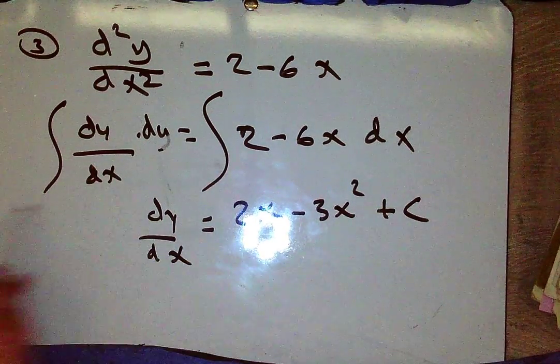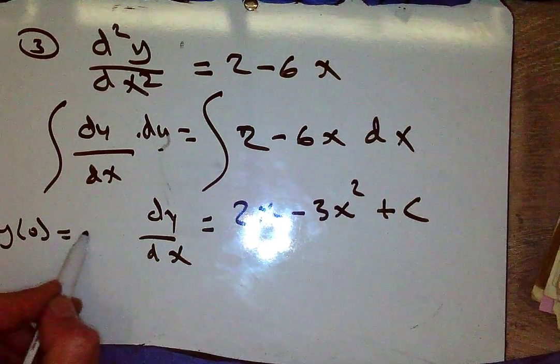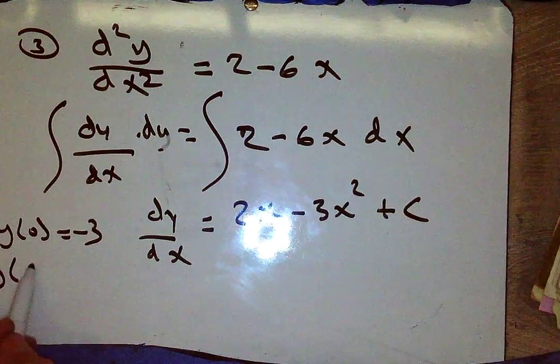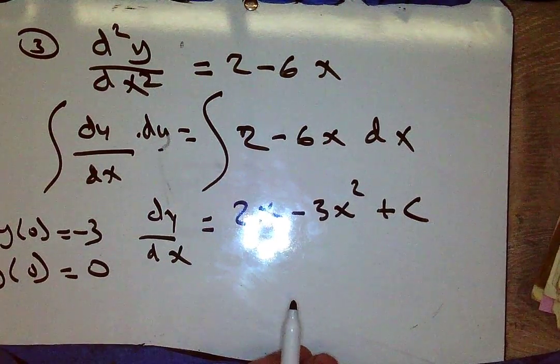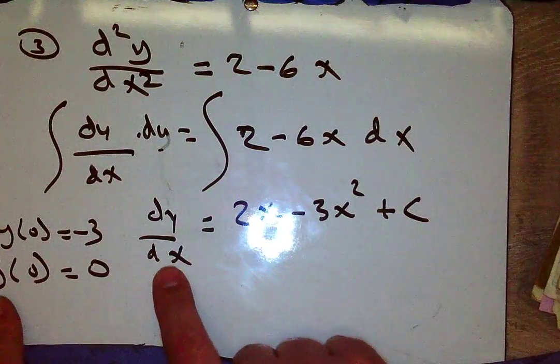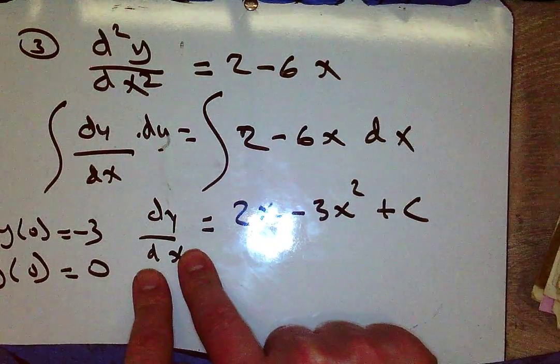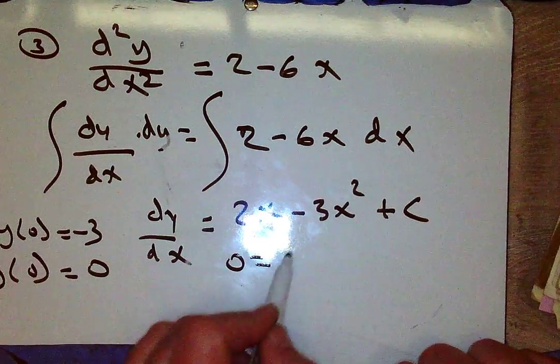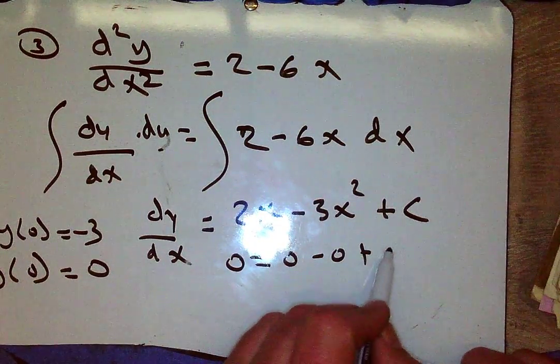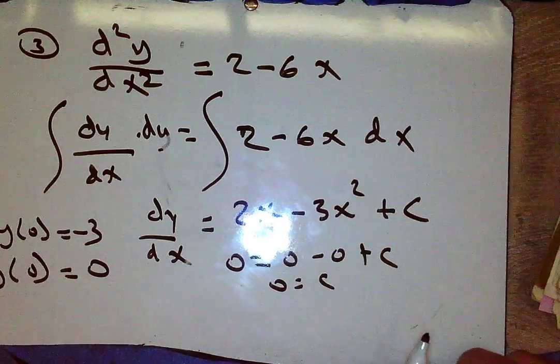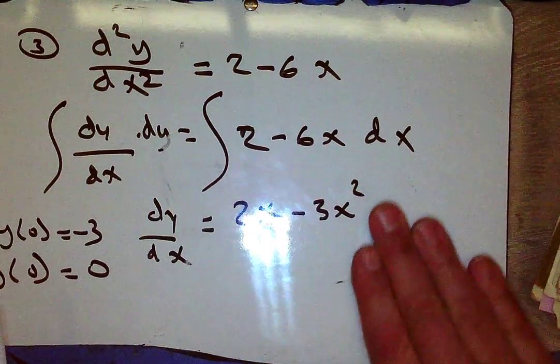We know that y of 0 equals -3, and y prime of 0 equals 0. So y prime is dy dx. I put in the 0 for x's, I put in the 0 for dy dx, end up that 0 equals 0 minus 0 plus c, so c equals 0. Great, so that goes away.